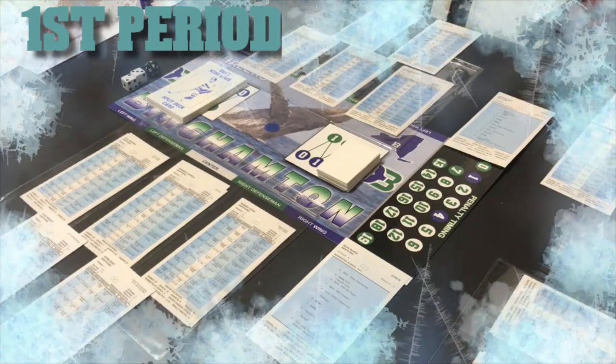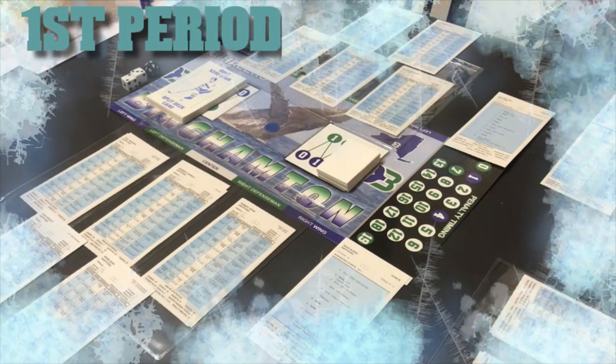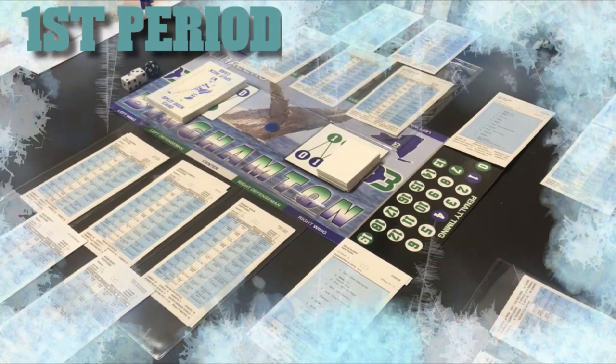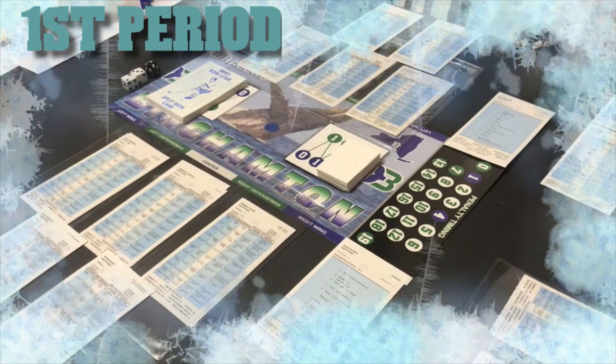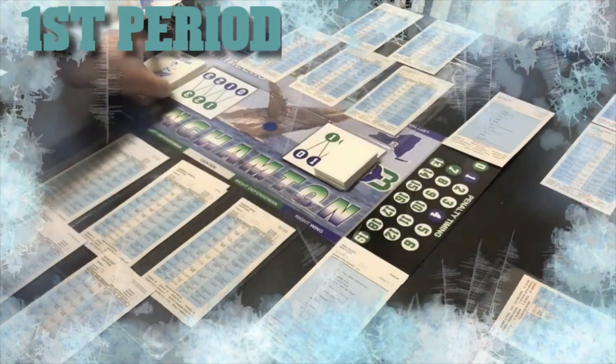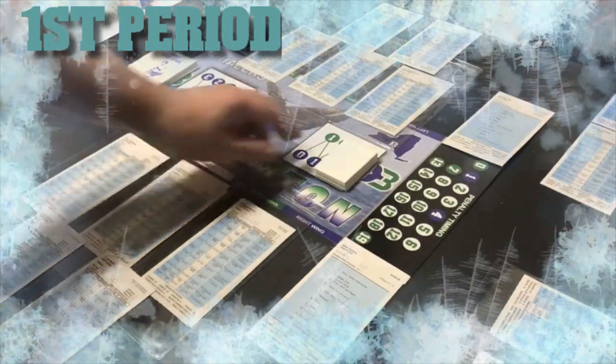Today's game is going to be the 1994 San Jose Sharks visiting the 1994-95 Hartford Whalers. Now you can see the board. I have a custom board here. It's not the usual board. It is the Binghamton Whalers.